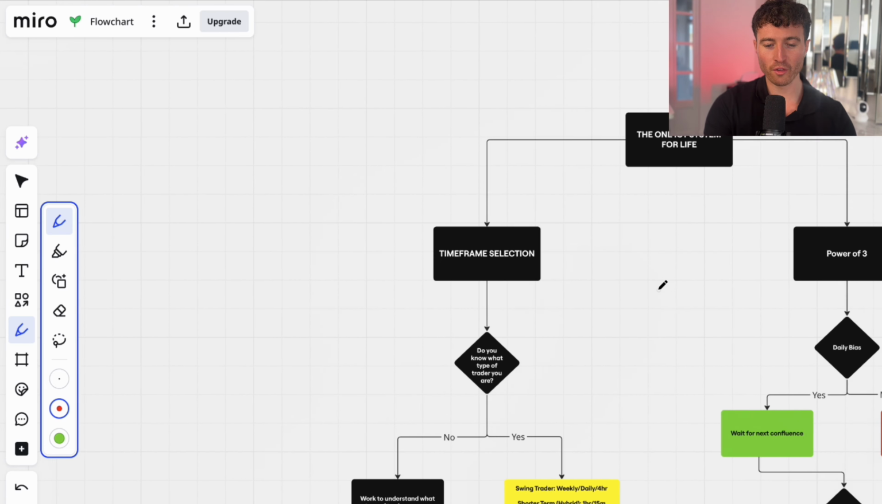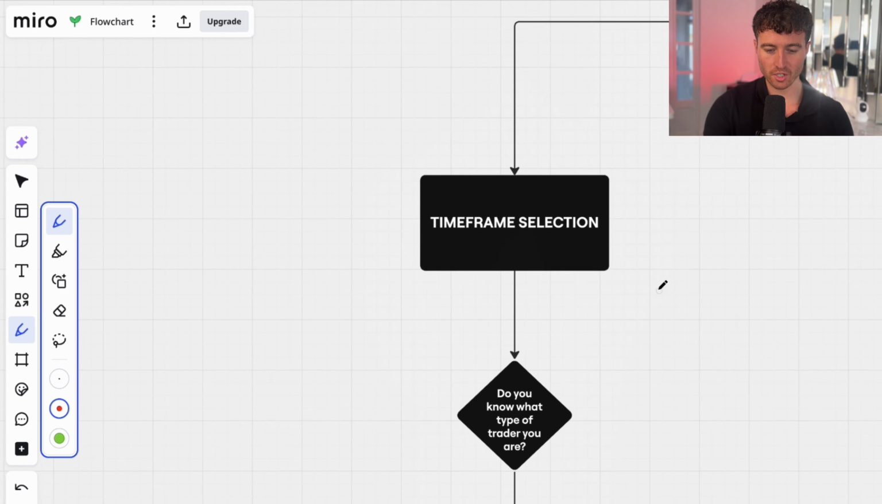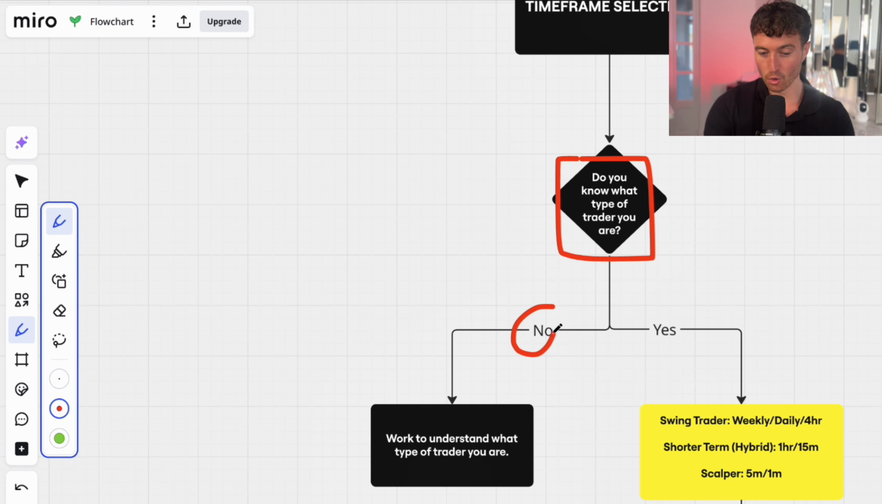The most important thing to begin with is time frame selection. And a question that I want you to ask yourself is, do you know what type of trader you are? And if the answer is no, then I need you to work to understand what type of trader you are. Because when I first started trading, I wanted to get into swing trading. But then I realized that I didn't have the patience, and I realized that there wasn't enough setups for my strategy. At the end of the day, I'm not here to tell you what type of trader you should be. That really is for you to understand.